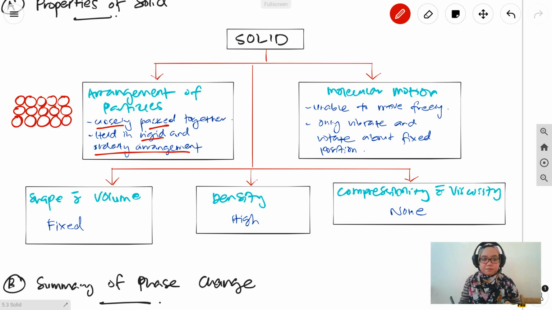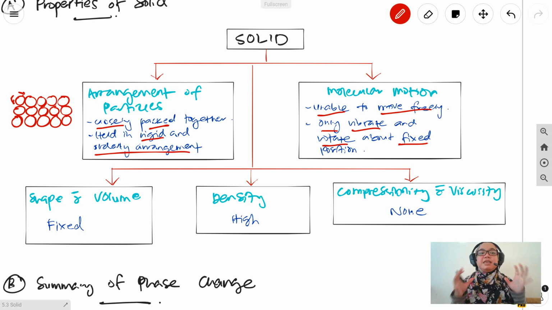Next we are going to look at the molecular motion. Since the arrangement of particles is very rigid and closely packed together in an orderly arrangement, the solid particles are unable to move freely. They can only vibrate and rotate about a fixed position. So they will only rotate between the fixed positions. They cannot move freely like liquid and gas.